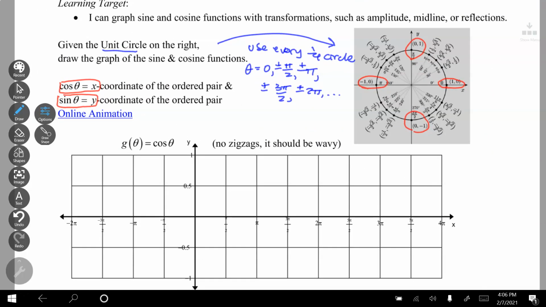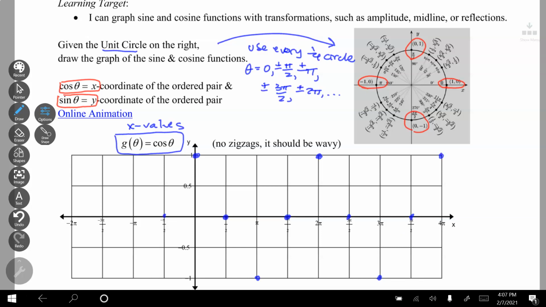So I'm going to do the cosine of theta. That means I'm looking at all the x values from this. So it's 0 radians. My cosine is 1. I'm going to plot that point. At pi over 2, I have a cosine of 0, the x value. At pi, it's negative 1. At 3 pi over 2, it's back to 0. And at 2 pi, it's back to 1. And basically, this repeats over and over and over again. 0, negative 1, 0, 1.